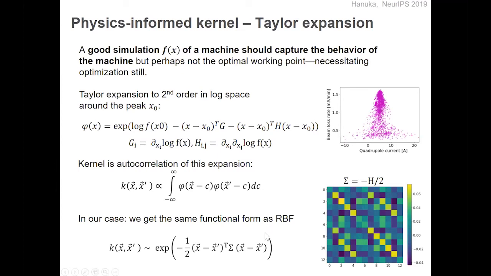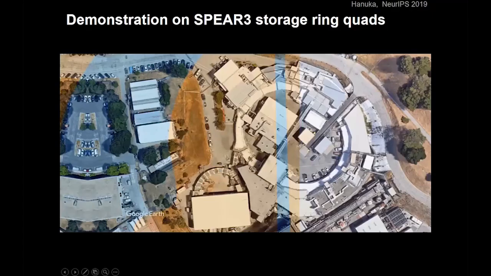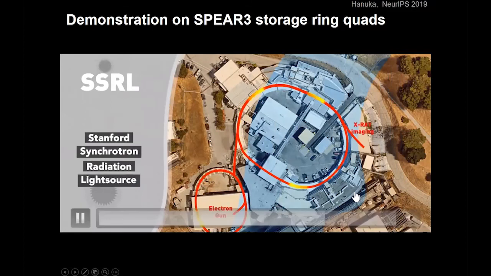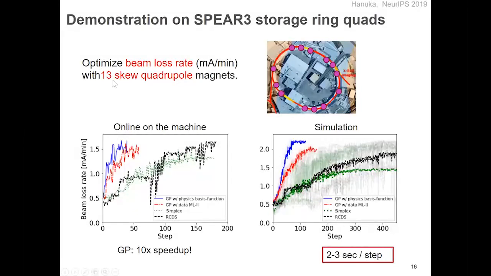And it's a pretty straightforward and easy calculation to establish the full matrix. So this kernel was trained on simulation. Now I'll show you how it performed on the machine. So it's kind of a kernel transfer learning, if you'd like. We demonstrated on the SPEAR3 storage ring, which has 13 quadrupoles around it, and we want to maximize the beam loss rate with respect to 13 skew quadrupole magnets.